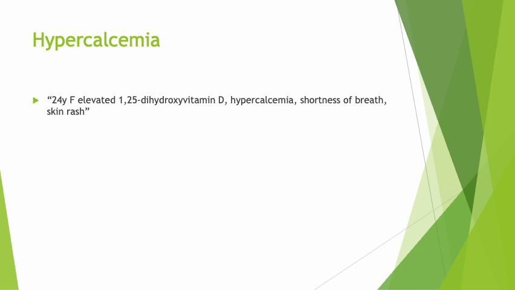Going on to a different scenario for hypercalcemia, what if you have a 24-year-old female, you notice that she has elevated 1,25-dihydroxyvitamin D, elevated calcium levels, and she's also coming in short of breath with a skin rash. So this is going to be your sarcoidosis. And which cardiac complications would you want to screen for?